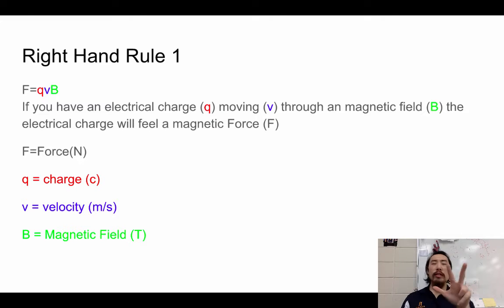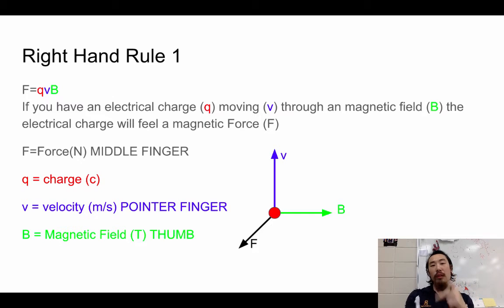All right. Now, with these three fingers, I want you to now turn your hand so that your palm is facing you. Once your palm is facing you, you are going to put your middle finger down so that your middle finger is pointing at your face. This is the proper hand position for you to use your right hand rule. And this hand position comes from this idea here.